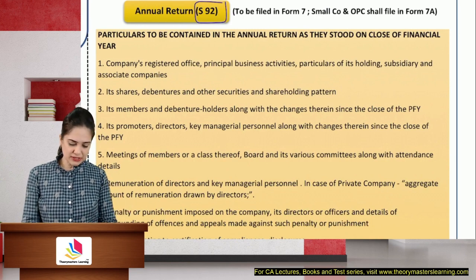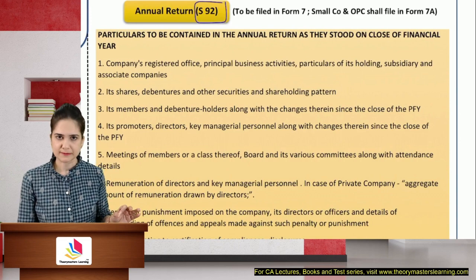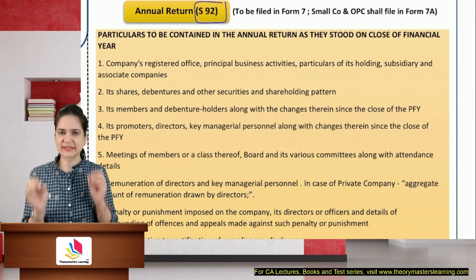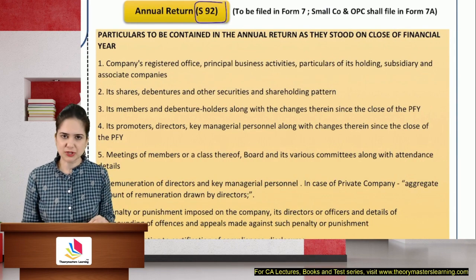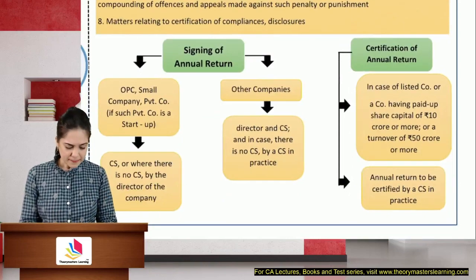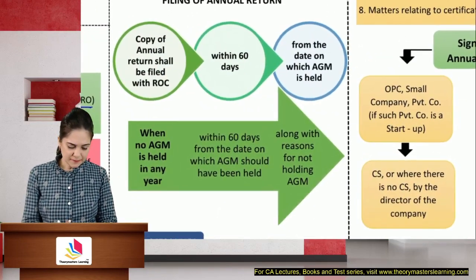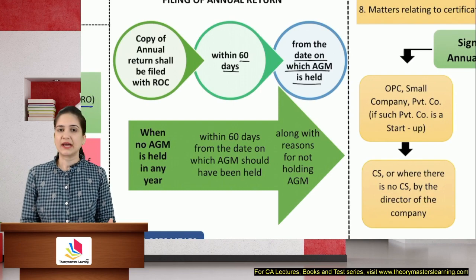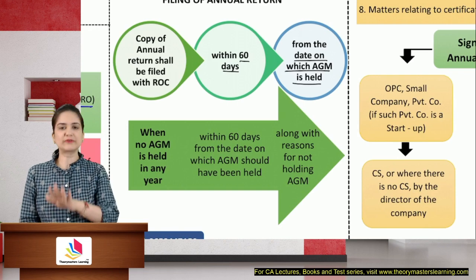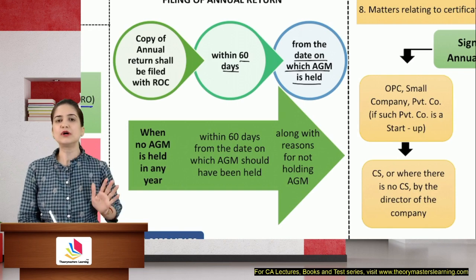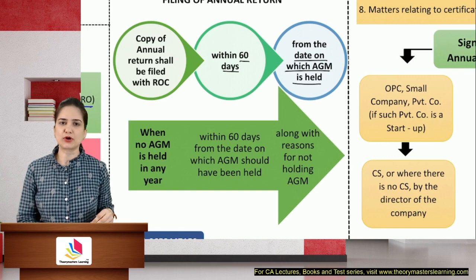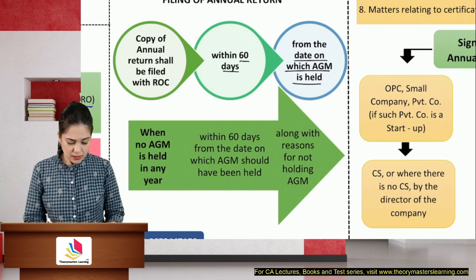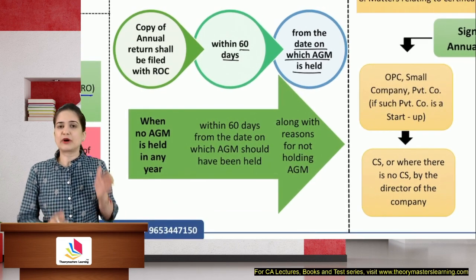Section 92, annual return, this is just a compliance requirement. You have to file a form, that is form 7, which contains financial as well as non-financial information. When is it to be filed? The annual return will be filed with the ROC within 60 days from the date on which the annual general meeting is held. So it is a compliance requirement that once you have held the annual general meeting, within 60 days you have to file an annual return of the company. Penalties are imposed if you don't file the annual return. When AGM is held, you have to file within 60 days.